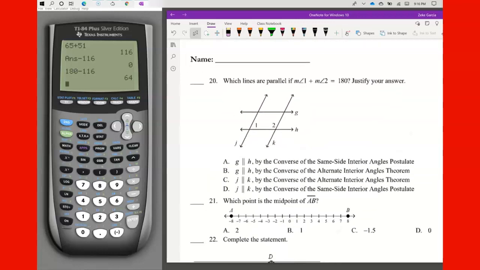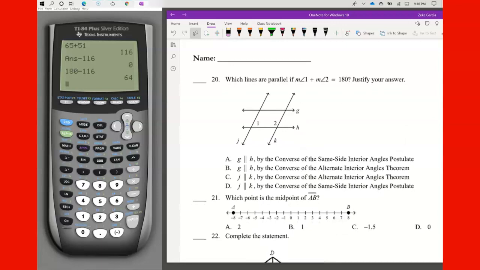20. Which lines are parallel if angle 1 and angle 2 are same side, are equal to 180? In other words, they're supplementary. So here is your transversal, and here are your two lines, J and K. So we're trying to say that J is parallel to K. And so that automatically eliminates A and B. So J and K, by the converse, that means if the two angles are supplementary, consequently the two lines will be parallel. So your answer is D.